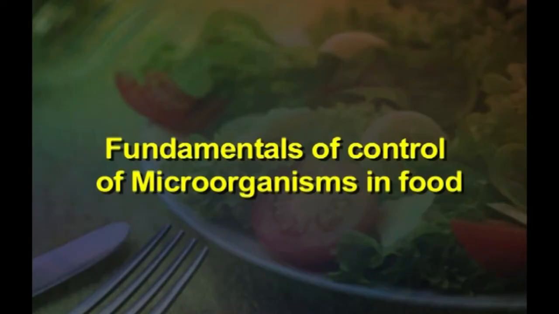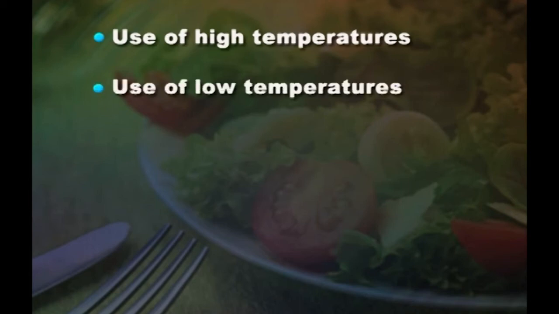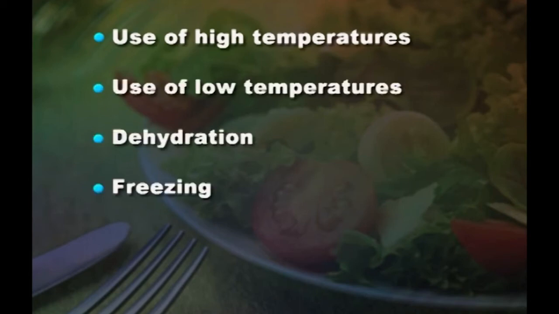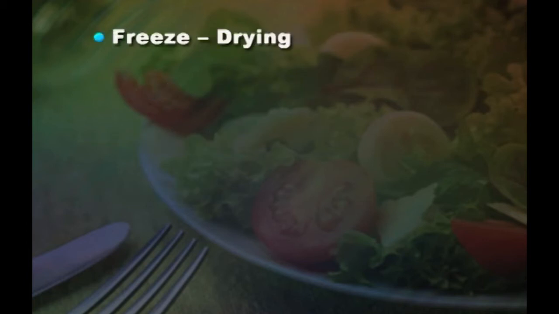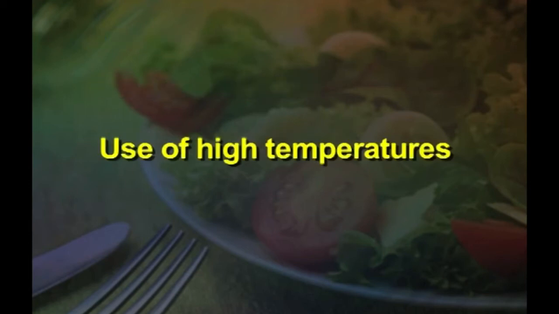Hello, today we are going to discuss the fundamentals of control of microorganisms in foods. Under this chapter, we are going to discuss the use of high temperatures, use of low temperatures, dehydration, freezing, freeze drying, use of irradiation and use of preservatives. First, we will discuss the use of high temperatures.